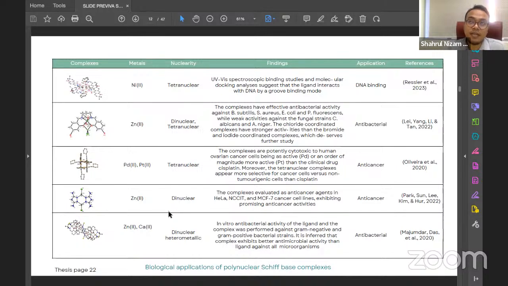So you can see from here that many works have been done to study the biological properties, be it anti-cancer or antibacterial, of the complexes against various strains of bacteria or various types of cancer. The study is there. So we would like to know more about the polynuclear complexes and how effective they can be against the human colorectal colon cancer cell line.